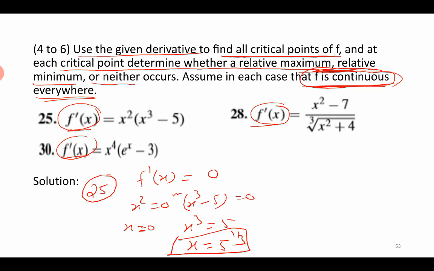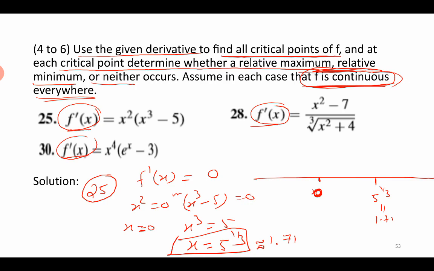What is 5 to the power 1 by 3? In a calculator we can find it. It's coming around 1.71, isn't it, approximately? So you draw the real line. We got two points, x equal to 0 and x equal to 5 to the power 1 by 3, which is around 1.7.